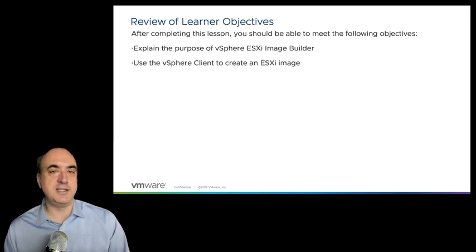So we took a quick look at the Image Builder service, and we explained the purpose of Image Builder and the use of the vSphere client to create an ESXi image. We'll take a quick break, and we'll come back and actually set up auto deploy in our next lesson.